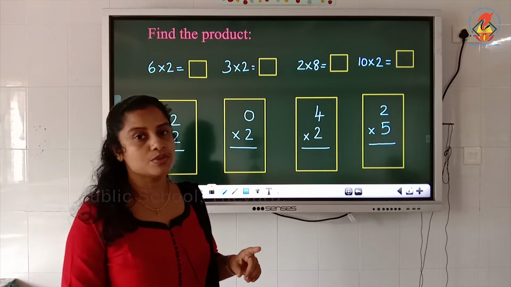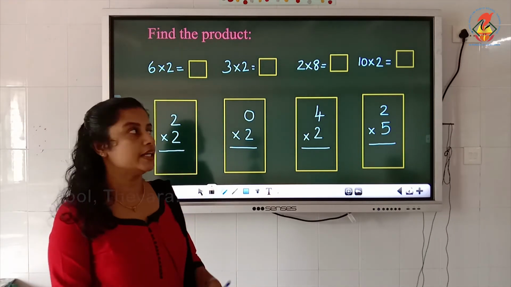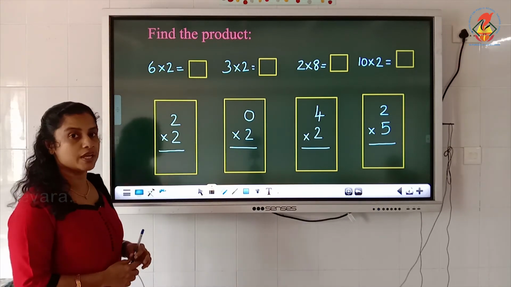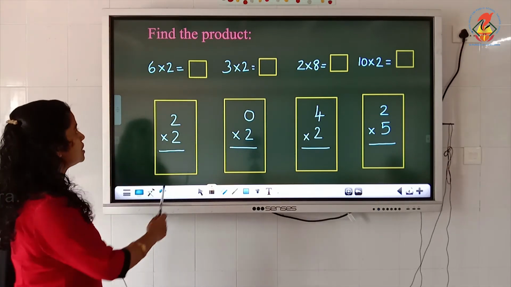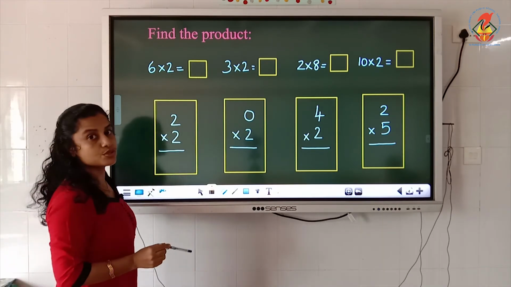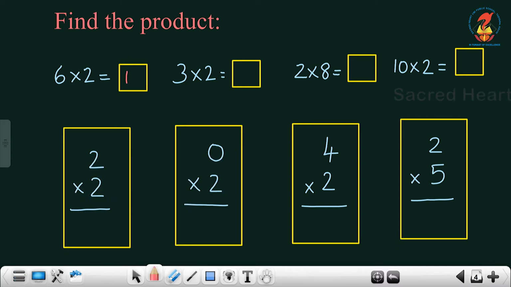1 times 2 is equal to 2. 2 times 2 is equal to 4. 3 times 2 is equal to 6. 4 times 2 is equal to 8. 5 times 2 is equal to 10. And 6 times 2 is equal to 12. So you have to write the answer. 6 times 2 is equal to 12.